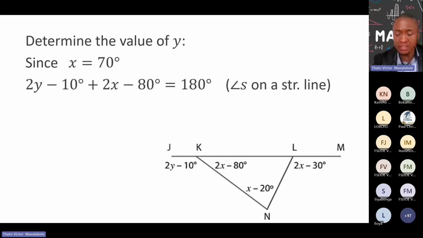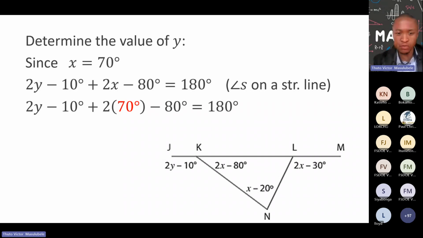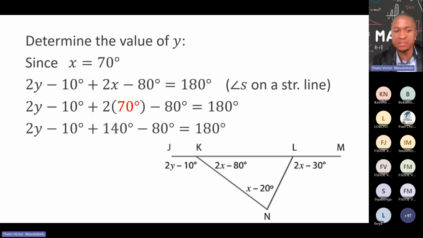And then what we need to do, since we found the value of x as 70, we substitute 70 in the place of x. So we'll have 2 multiplied by 70, marked in red in the presentation there. And then we simplify our expression. 2 times 70 will give us 140. And then from then on, we need to add your like terms. And when adding our like terms, we'll realize that we'll have 2y will be equal to 50. And then how do we then find y? By now you know that you need to multiply by the multiplicative inverse. Remember what's the multiplicative inverse of 2? It's a half. So we multiply by a half both sides. So we'll be left with y is equal to 25.